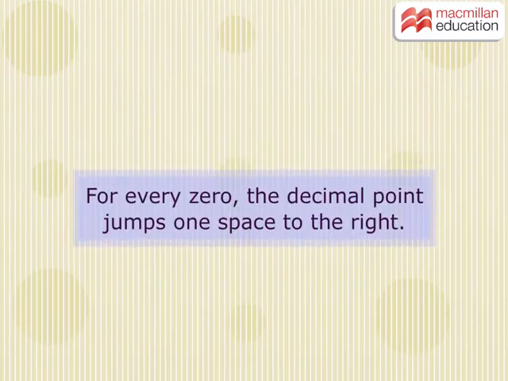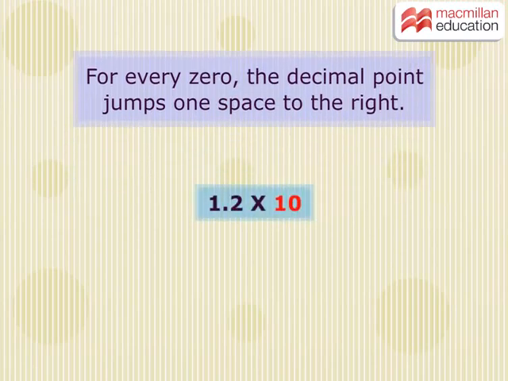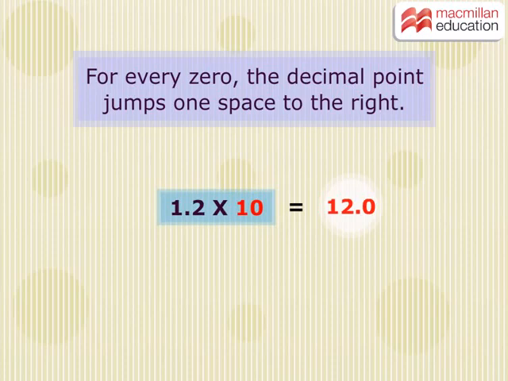Do you know what happens when a decimal number is multiplied by 10, 100, 1000, etc.? Well, this one is easy to remember. For every 0, the decimal point jumps one space to the right. So what would 1.2 into 10 be? 12.0. Yes.